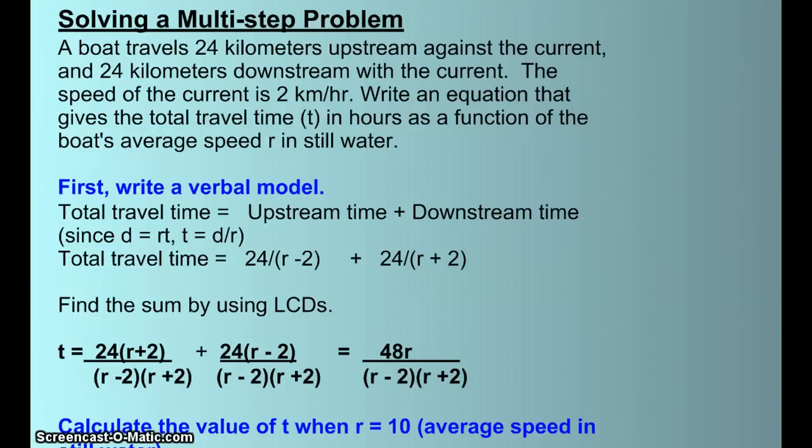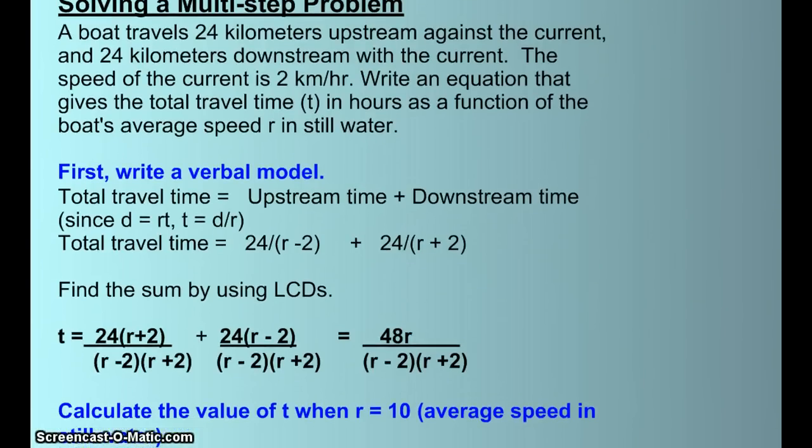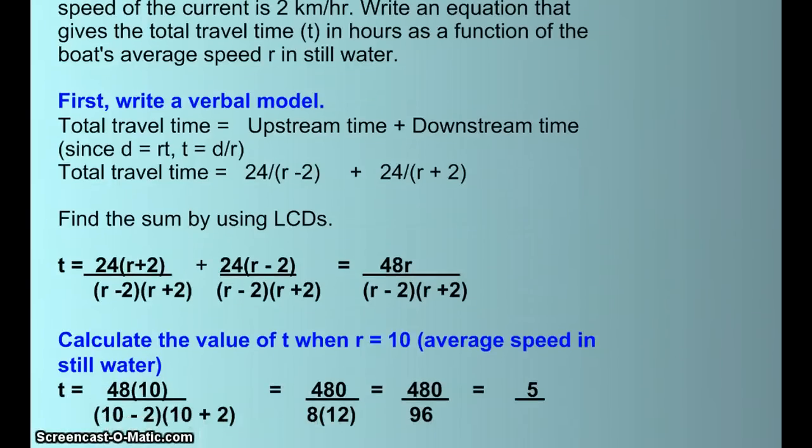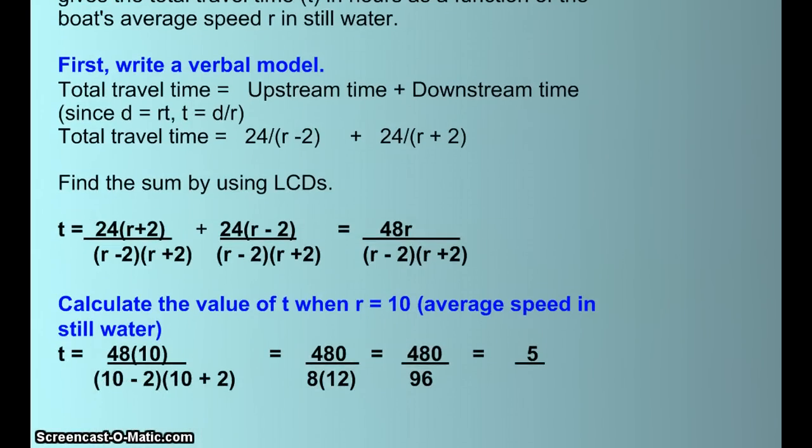So now, if you know the rate of the boat in still water, you can calculate how long this trip is going to take. We now have the function for the time. So what they ask you to do is calculate the time when you know the rate is 10 kilometers per hour in still water. And this is really simple now that you have the function. You just substitute the 10 for the r. So it becomes 480 over 8 times 12, or 480 divided by 96, which works out very easily to 5. And this is in hours because your rate was in kilometers per hour. So that's 5 hours that it would take for the round trip, upstream and downstream.